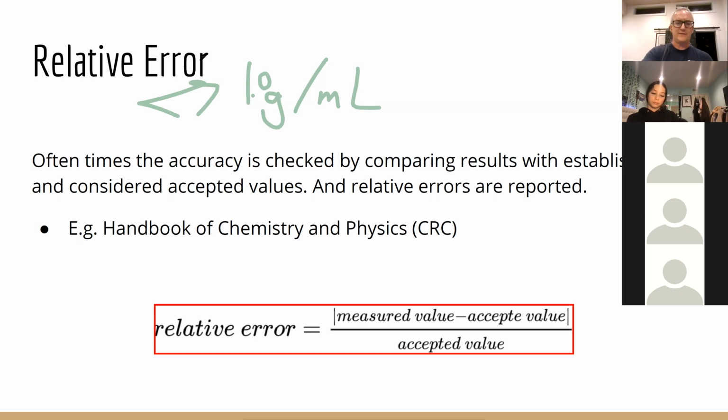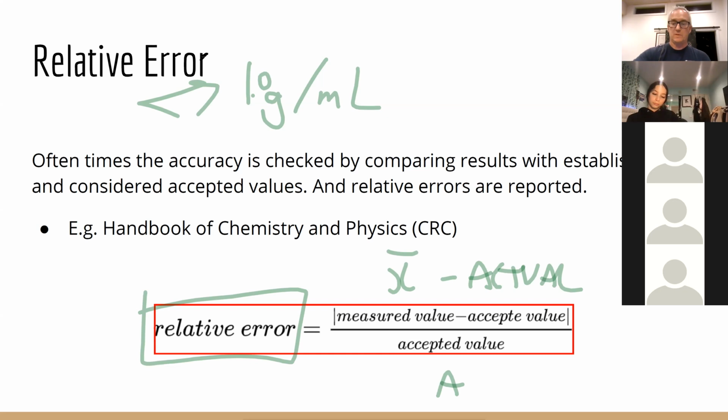And so our relative error would be what we've measured, this would be our average, minus what the actual value is, divided by actual. So we want our relative error to be small. Of course, if we're measuring something that no one's ever measured before, we don't know what the relative error is. We can only say what the relative variation in our data is.